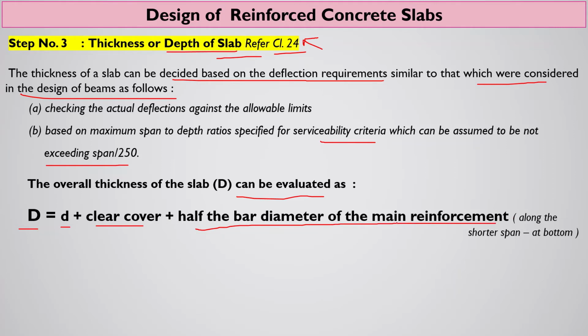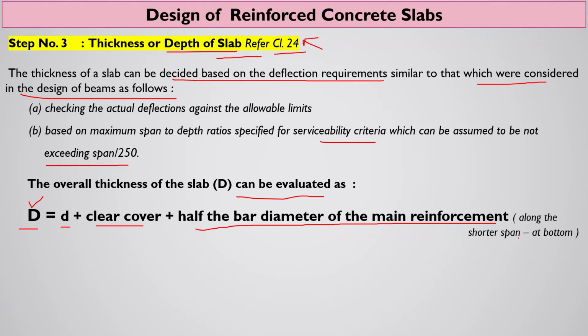Now you can see here one difference is there. In case of beam, in this calculation of the total depth of the beam, one diameter of the stirrup was considered. But here in case of slab, we are not providing any stirrup type of shear steps. Shear steps are not provided. So directly you can use this formula to work out the overall depth of the slab.